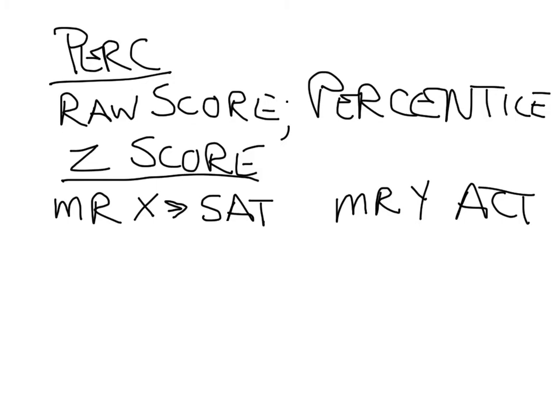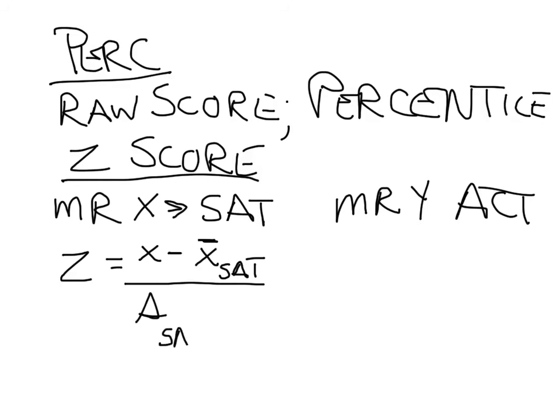So I want to see which one is going to go to my college. Let's say I'm on the admissions committee. So I'm going to say, all right, Mr. X's z-score is going to be X minus the mean of the SATs over the sigma, excuse me, my fault, the S of the SATs, and I'll get a score.